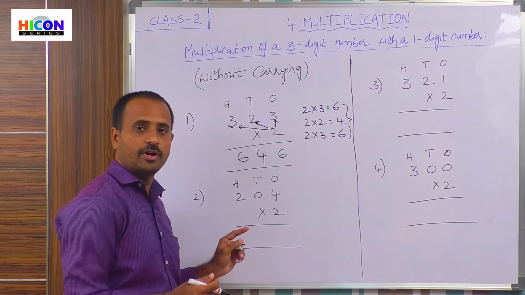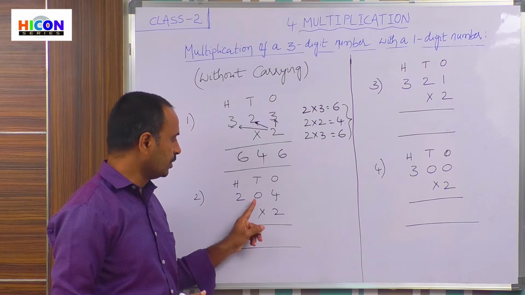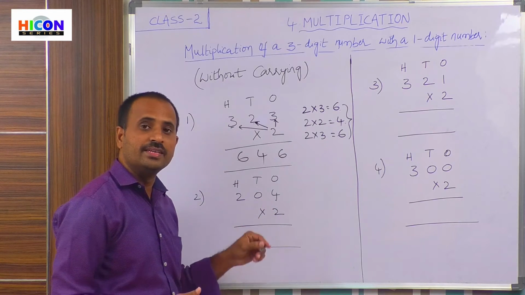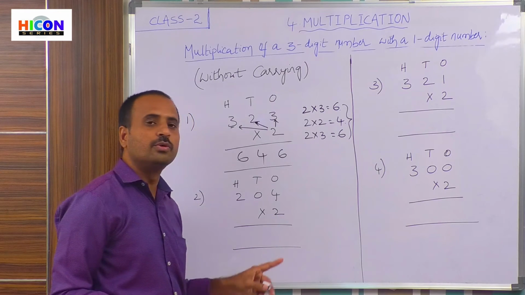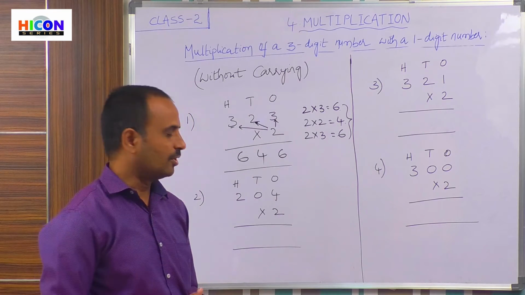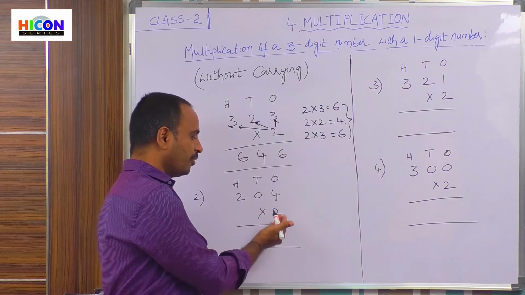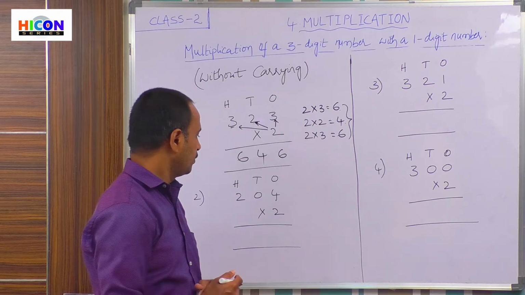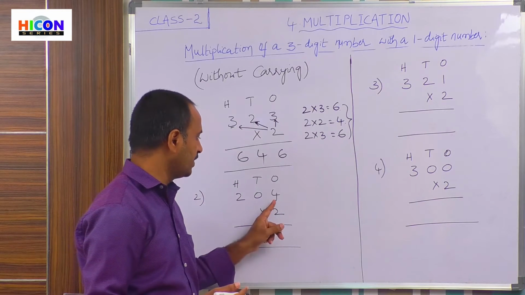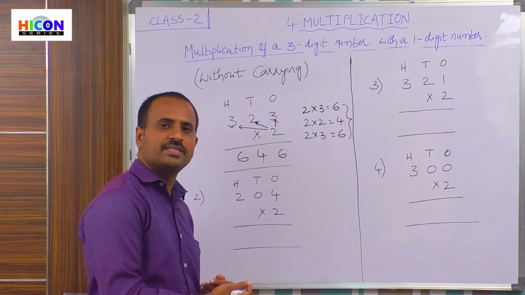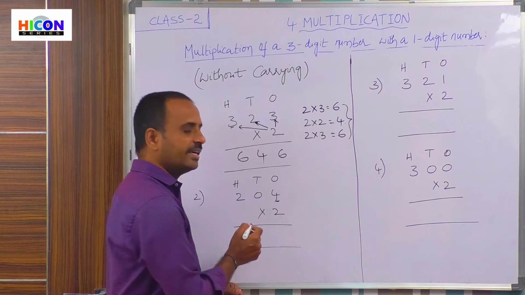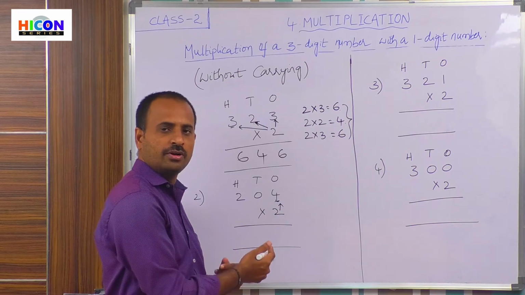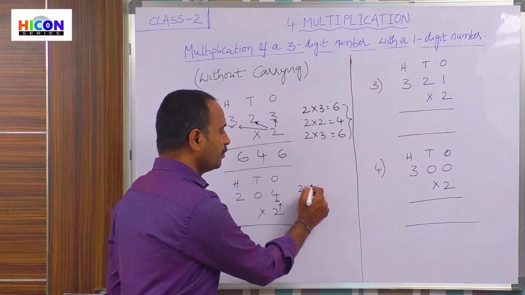Here in the second problem, we have to multiply 204 with 2. Here 204 is a 3-digit number and 2 is a 1-digit number. So now we have to multiply 204 with 2. Start multiplication from ones place. First multiply the digit present in ones place with 2. Which digit is present in ones place here? 4 is present in ones place. So multiply 4 with 2, that is 2 into 4.